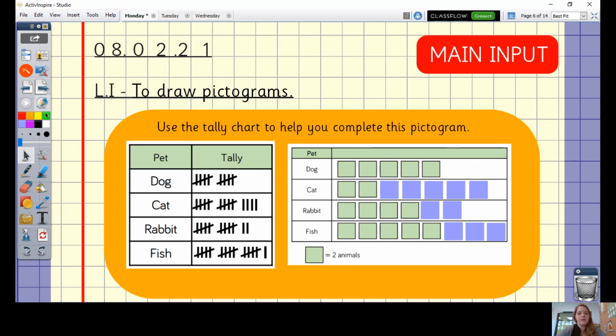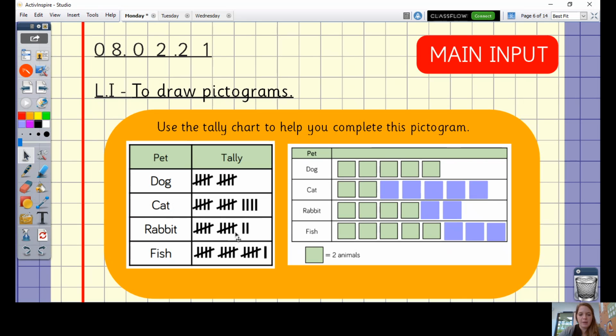So I've got my tally chart still, so I'm going to look at the cat now, and I have 5, 10, so I know I have 10, and then I have 4 ones, so that's 14. There are 14 cats. I'm just going to count in twos to check. I have 14 in my pictogram. 2, 4, 6, 8, 10, 12, 14. So I've had to draw 5 more squares there.